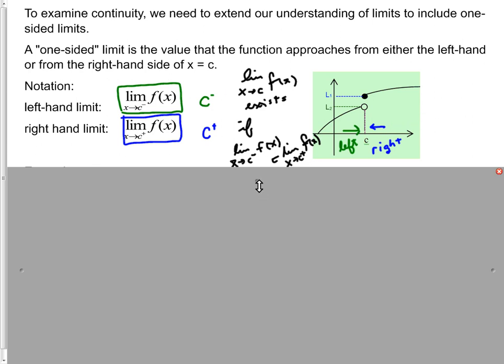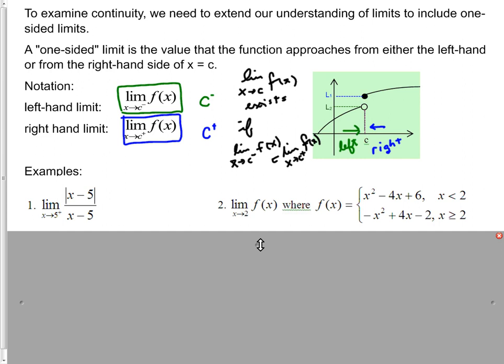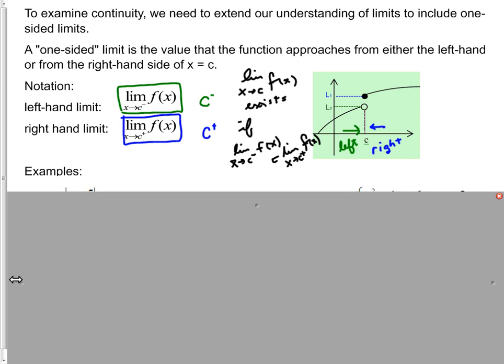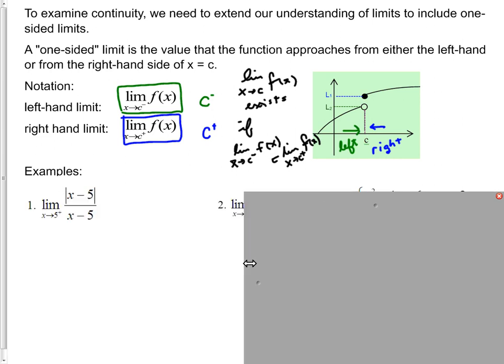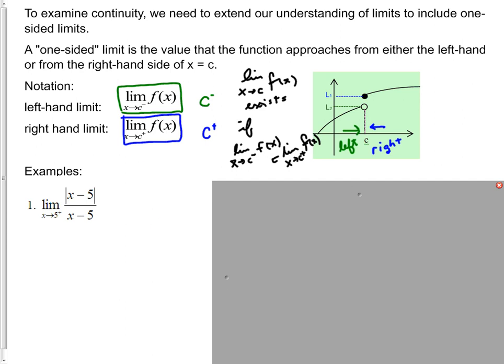So let's look at an example right here where we're going to be talking about these things. I have two different examples. Let's just deal with one at a time. The first example I want to look at is this one. Let's just talk about a one-sided limit. We might be asked to evaluate the limit as x approaches 5 from the right. And we've got an expression like this one: the limit as x approaches 5 of the absolute value of x minus 5 over x minus 5.